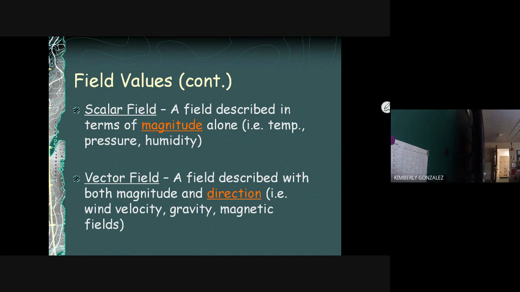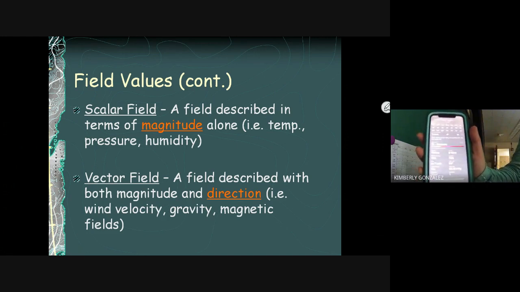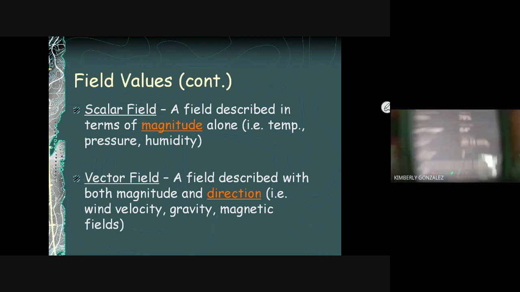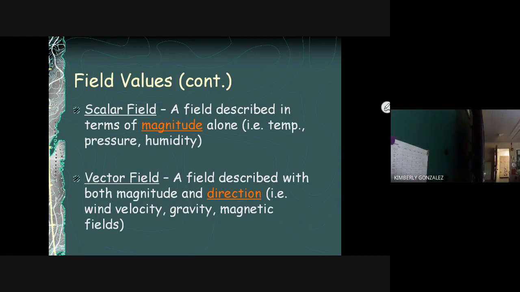And all I'm doing, Anthony, can you see my phone? Okay. So if I give you the direction and the number, then that's the vector. If it's just the 7 miles per hour, then that's the scalar.